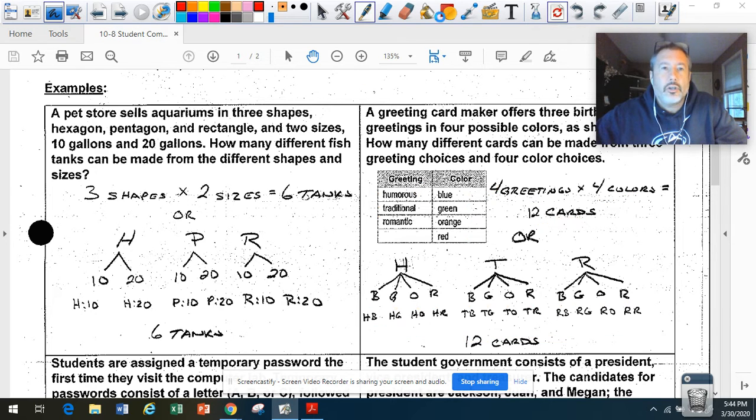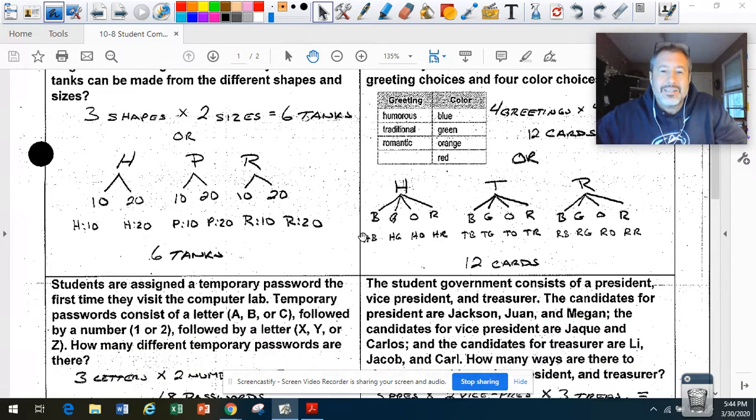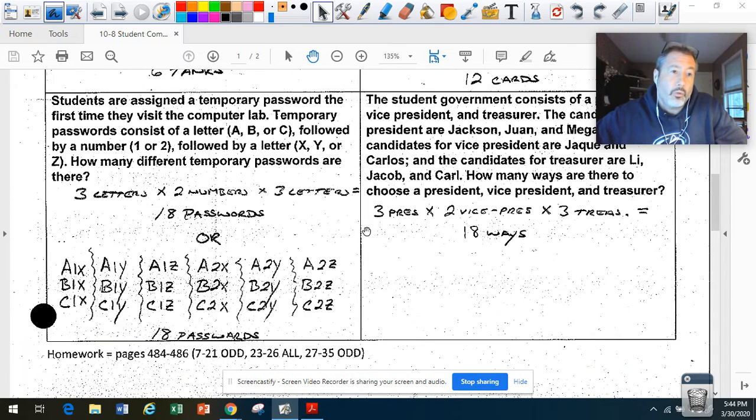Okay, let's continue. Let's see what else we have. I think we're going to make some tables here now, especially with this one. It says students are assigned a temporary password the first time they visit the computer lab. Temporary passwords consist of a letter, either A, B, or C, followed by a number, 1 or 2, followed by a letter, either X, Y, or Z. So how many different temporary passwords are there?